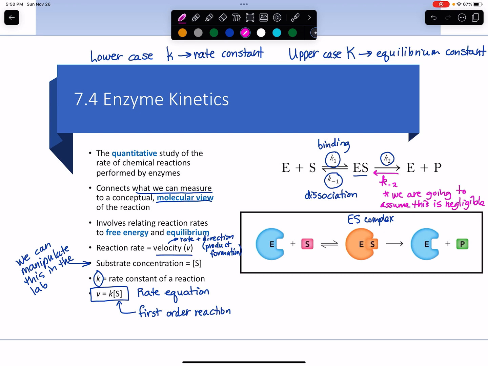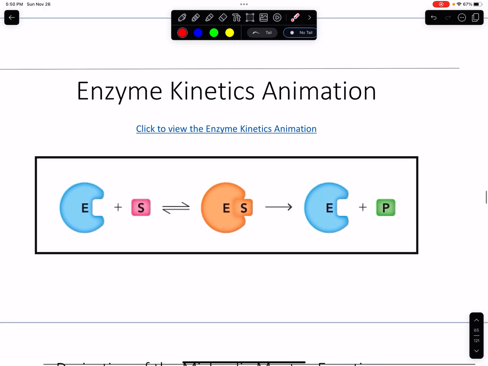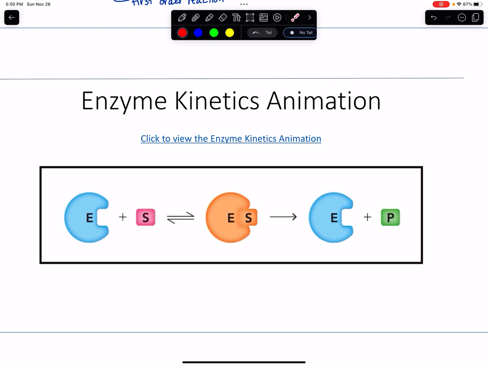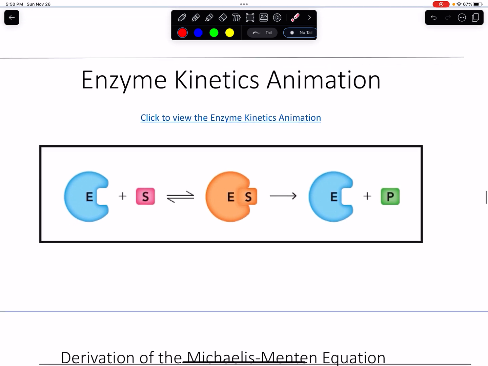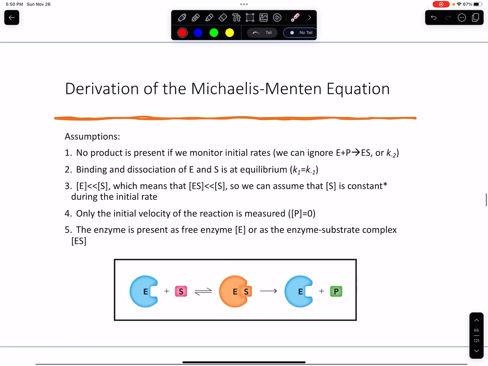Our enzyme and our substrate have to come into physical contact in order for the enzyme to help the reaction of turning substrate into product. I'm not going to show you the animation, but the animation, or a link to it, is posted on Brightspace for you. It shows the process of binding to substrate and product release.